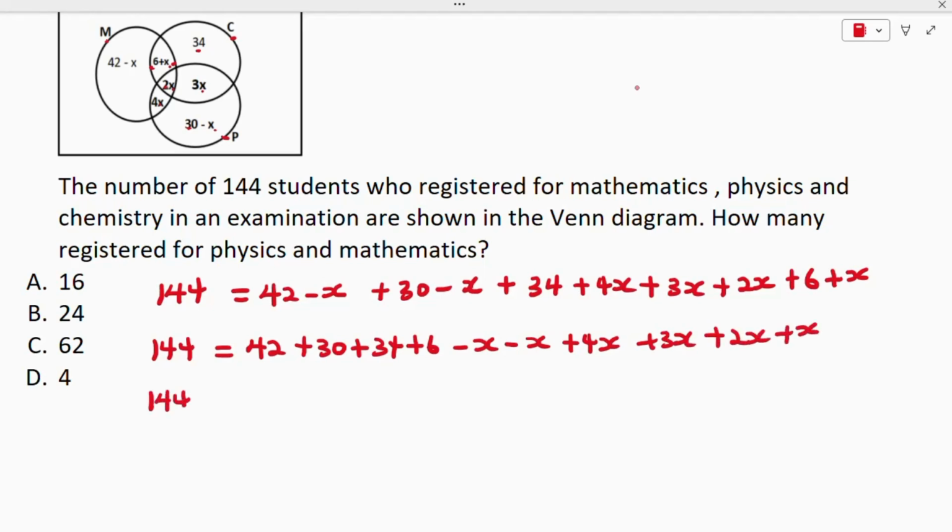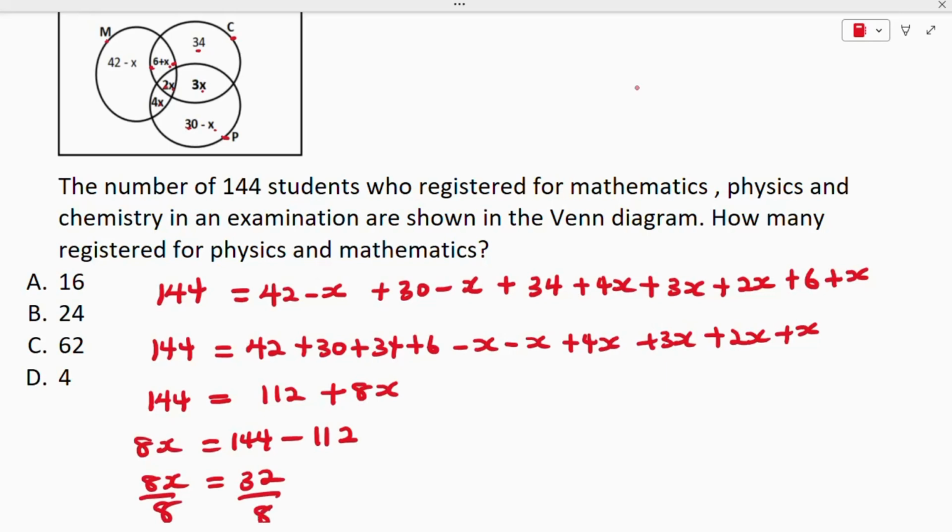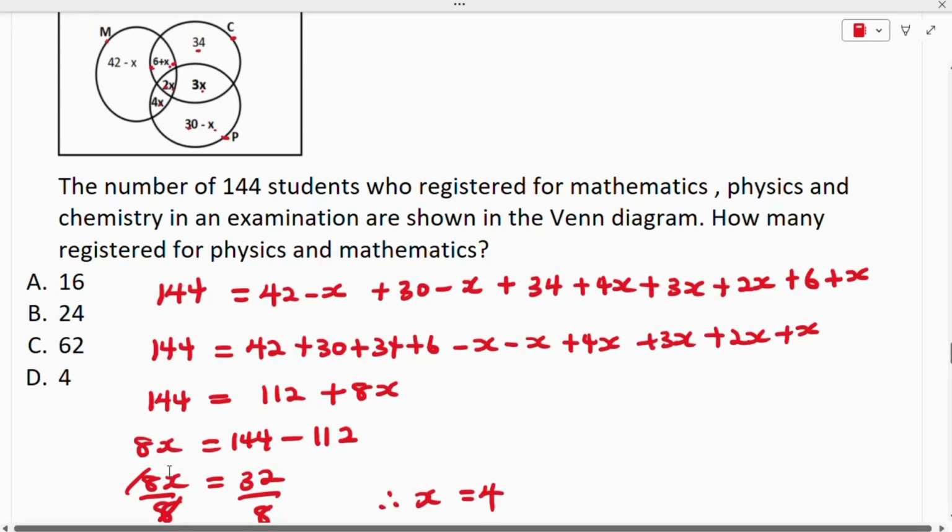So we have 144 is equal to 42 plus 30 plus 34 plus 6, which gives us 112, and minus x plus 4x plus 3x plus 2x plus x gives us plus 8x. So we have 8x is equal to 144 minus 112, which gives us 32. Divide both sides by 8. So therefore x is equal to 32 divided by 8, which is 4. So we have the value of x.